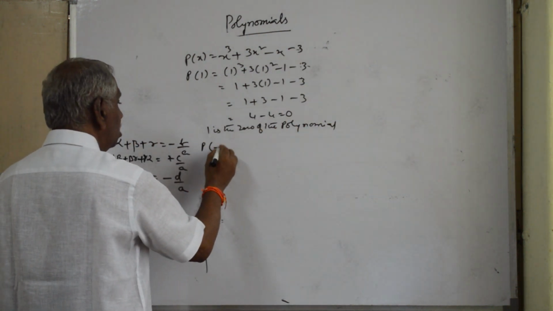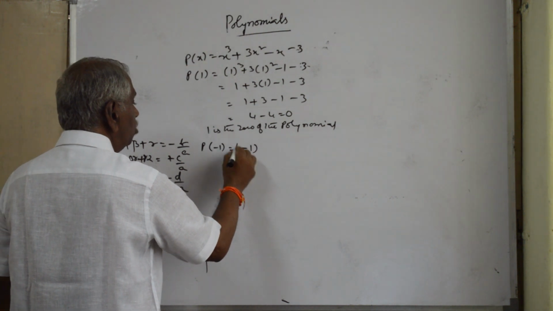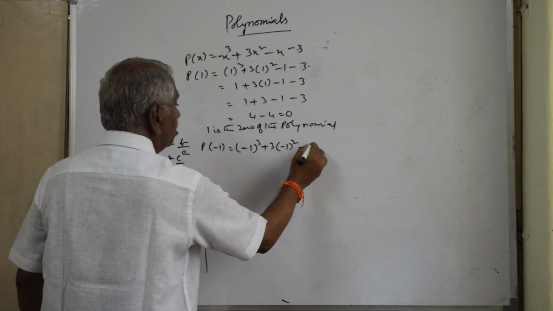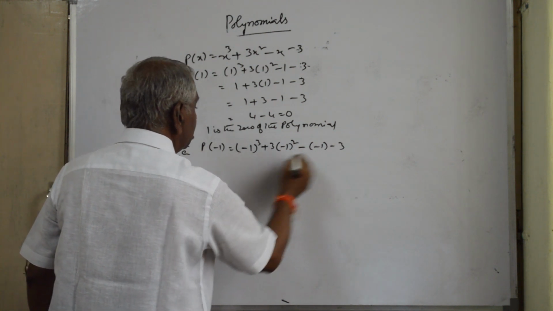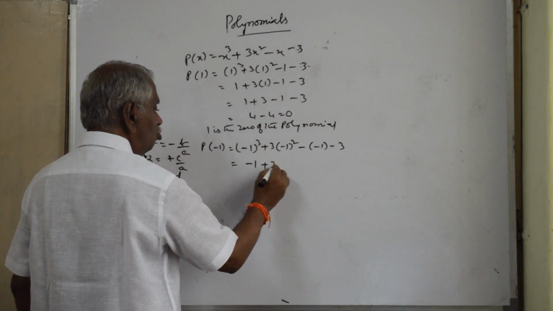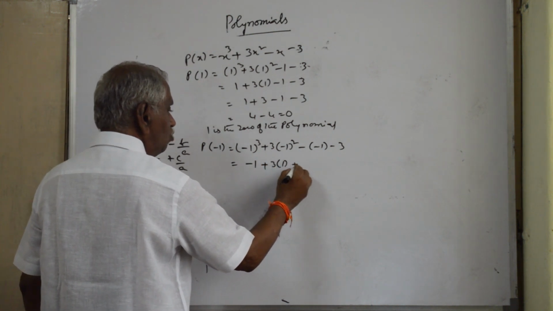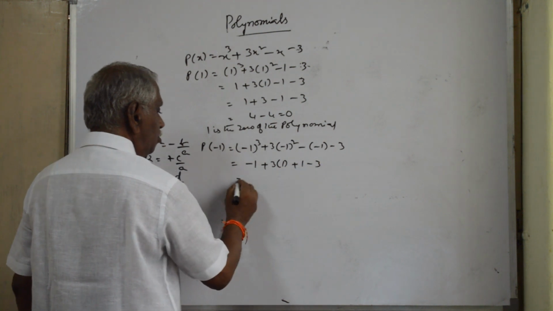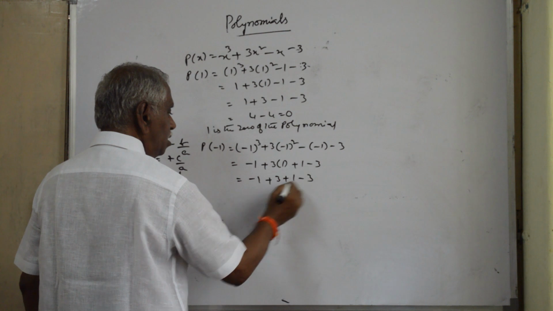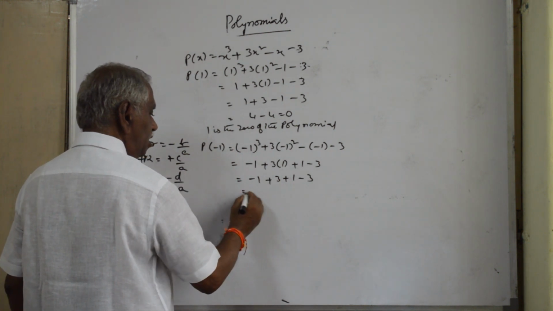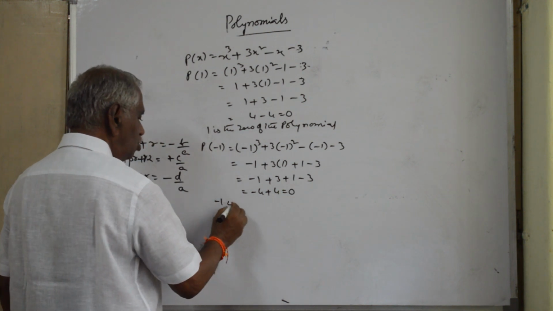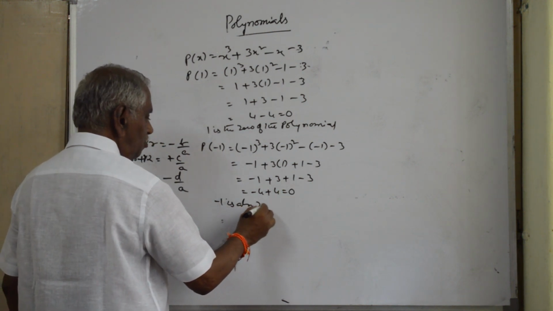P of minus 1: minus 1 whole cube plus 3 into minus 1 whole square minus of minus 1 minus 3. It is minus 1 whole cube, which is minus 1, plus 3 into 1, plus 1 minus 3. Minus 1 plus 3 plus 1 minus 3. Minus 1 minus 3 is minus 4, plus 4 is equal to 0. So minus 1 is also a zero of the polynomial.